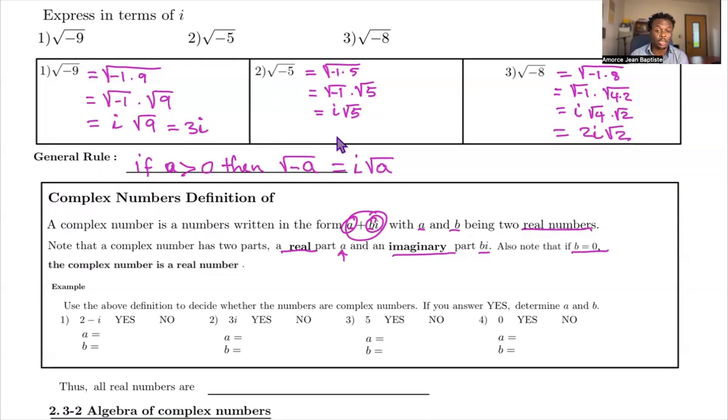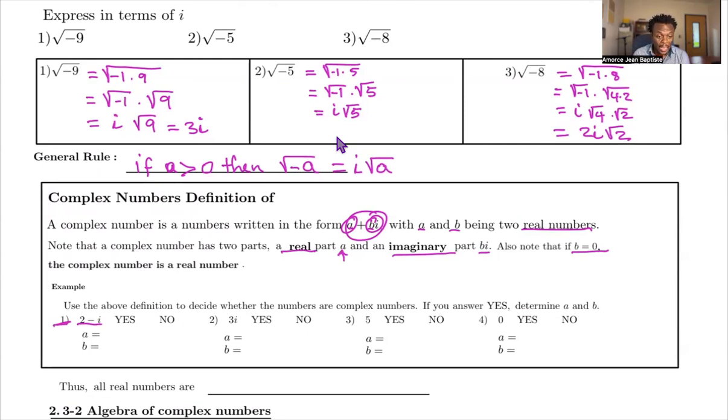Remember, if it's a complex number, it always has a and b, the real part and the imaginary part. Now I have these numbers, and I'm going to need you to tell me whether each is a complex number or not. For the first one, we have 2 minus i. Is that a complex number? Yes or no? I'll give you some time to answer.